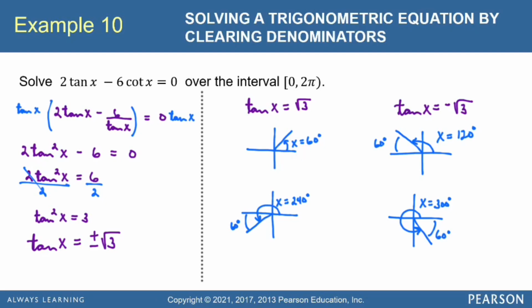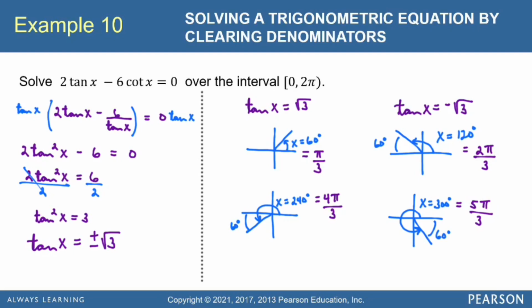60 degrees is pi over 3. 240 degrees is 4 times 60 degrees, so that's 4 pi over 3. 120 degrees is 2 times 60 degrees, so that's 2 pi over 3. And 300 degrees is 5 times 60 degrees, that would be 5 pi over 3 radians.